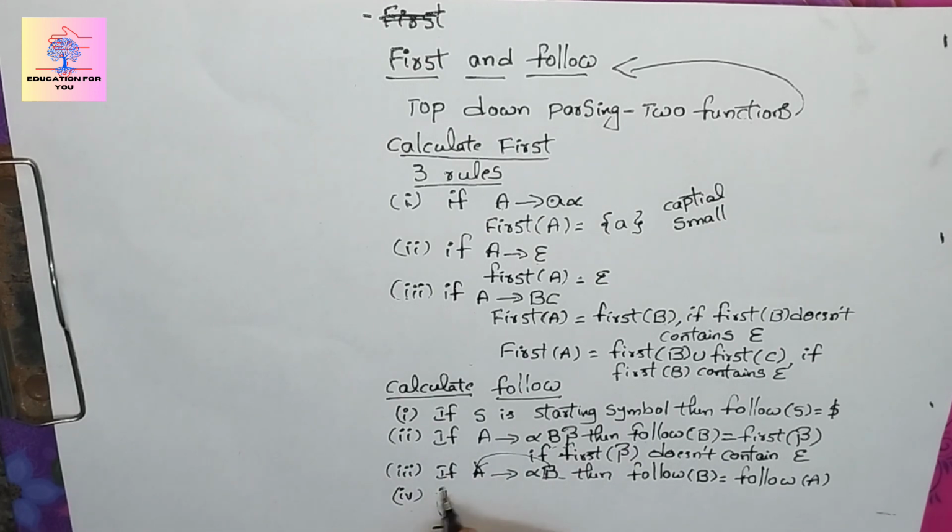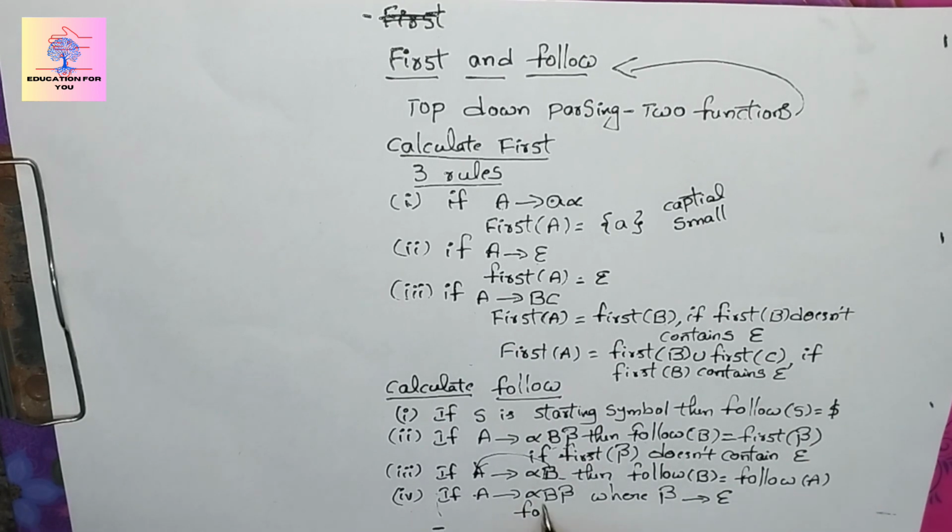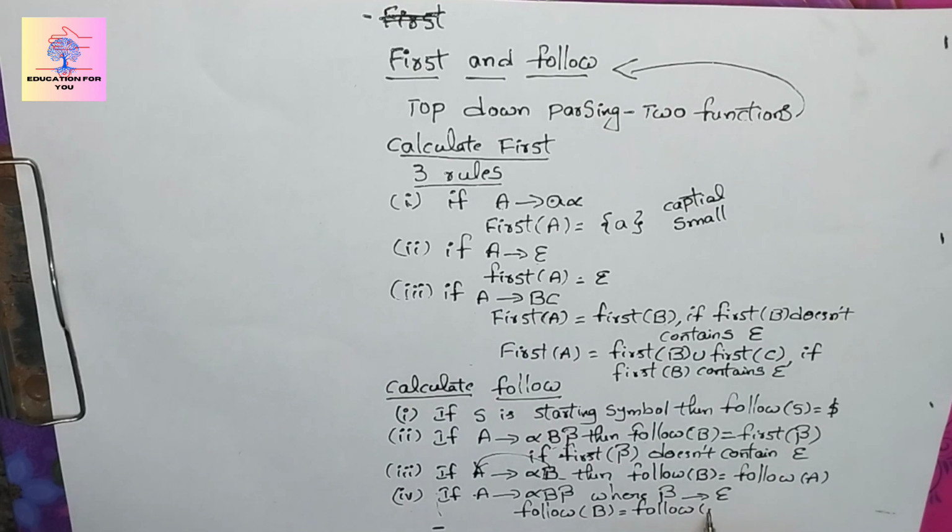The fourth rule is, if A is producing alpha B beta, observe here the second and fourth rules are the same. The production is the same here: A is producing alpha B beta. But what's the difference here? I will tell you. This is the production where beta is producing epsilon. At that time follow of B can become follow of A.